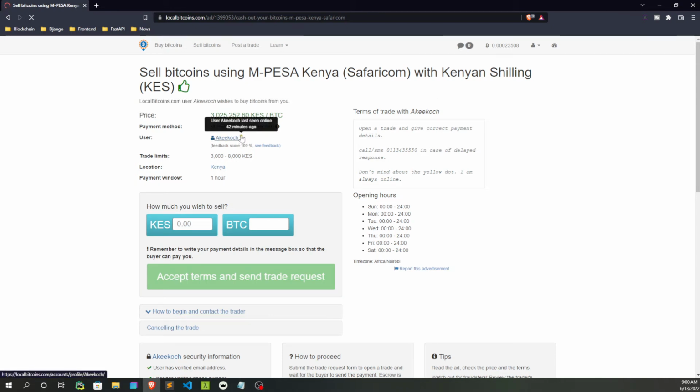Remember to always check. This person was last seen online about 42 minutes ago, so this means they are around. They have left their number. You can call them in case they're not there. This is also very important.